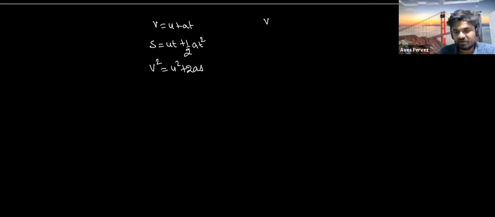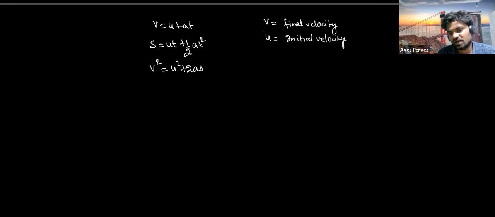One is v, that is the final velocity. The second one is u, that is the initial velocity. The third one is s, that is displacement. The fourth one is acceleration. The fifth one is time.